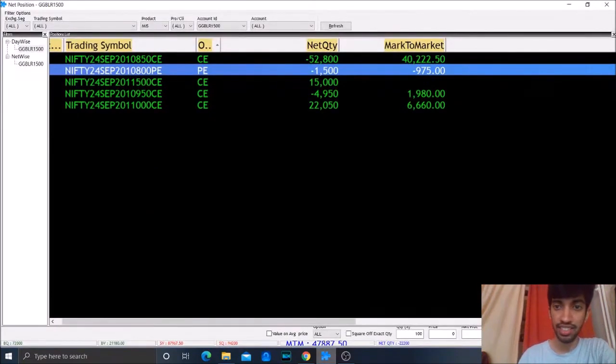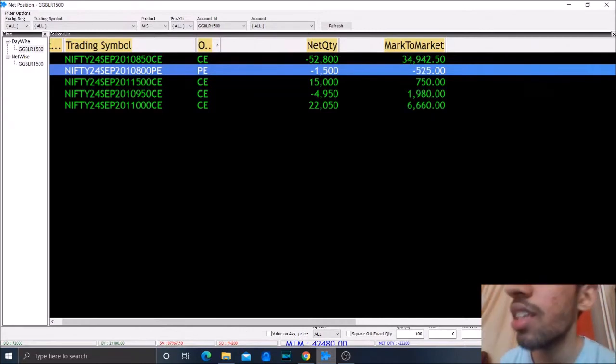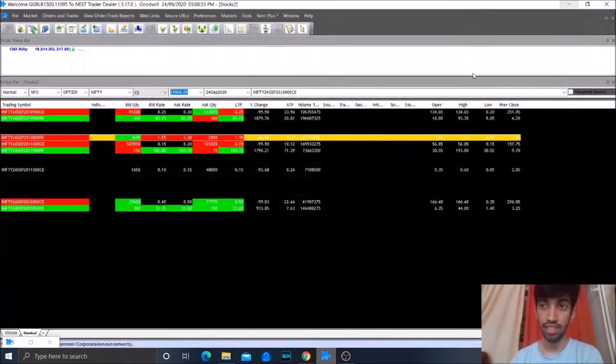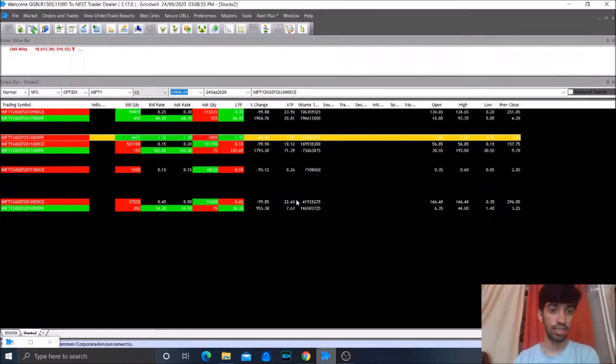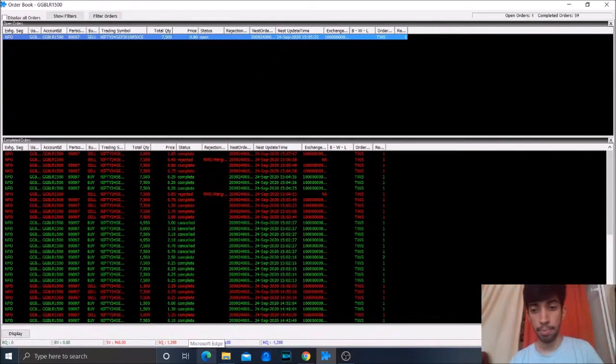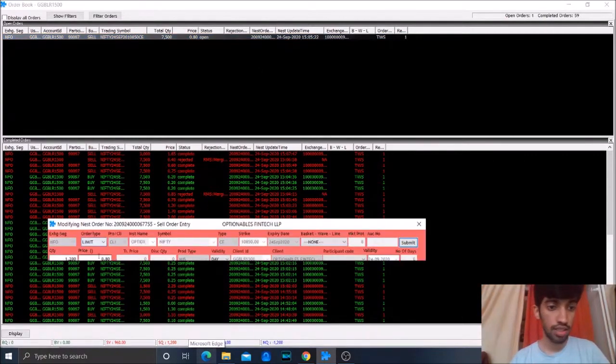PE. I'll just be clearing that PE. Clear at 1.5. What is the price now? 1.5. 1.4. Okay, shall I clear it or hold on to it? What's the stop loss? 4 rupees. Reduce it to 2. It will stay between 800 and 850.